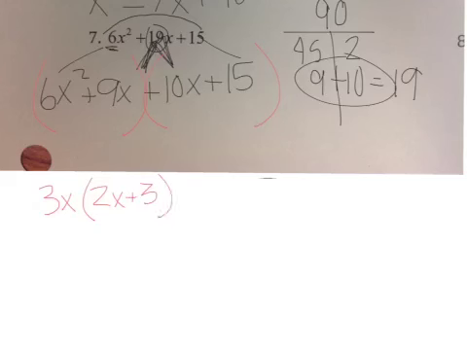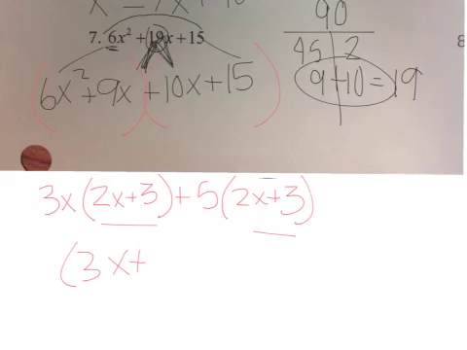And then from my second group, 10 and 15, they have a greatest common factor of 5, which if I divide that out of those terms, leaves also behind 2x plus 3. Now I have things that match and things that don't. So I put together my 3x plus 5, and I put together my 2x plus 3. I'm going to multiply this out to make sure I did it right.